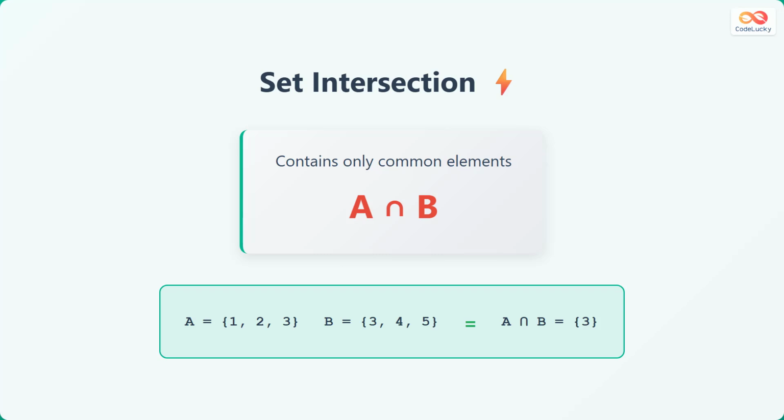The intersection of sets is an operation that identifies the elements that are common to both sets. The intersection of set A and set B, denoted as A intersection B, includes only the elements that are present in both A and B. For example, if A is equal to the set containing 1, 2, and 3, and B is equal to the set containing 3, 4, and 5, then A intersection B is equal to the set containing just 3.